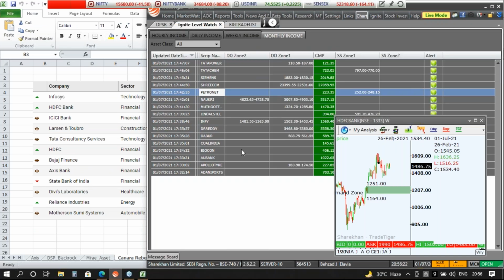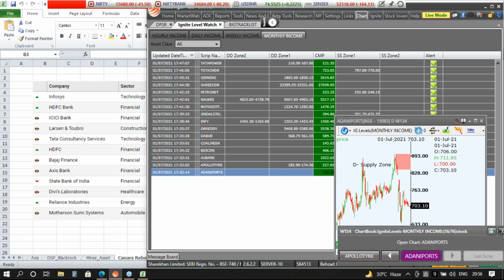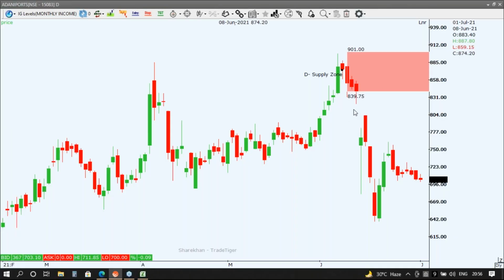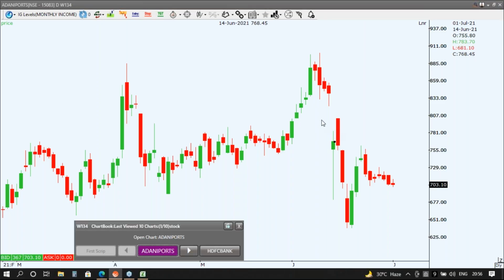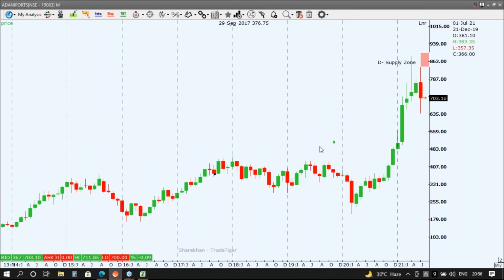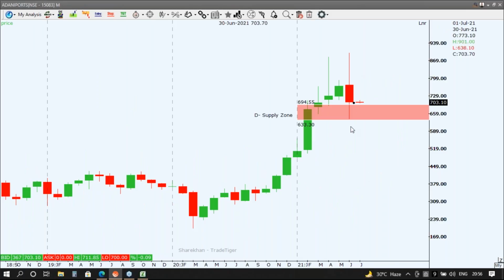I'm going to move ahead with your level watch. I'm going to check the major ones, the better ones, where there are big moves on the charts. So let me give you some examples. Monthly chart for Adani Ports. Okay, some of my examples over here. Come back over here.